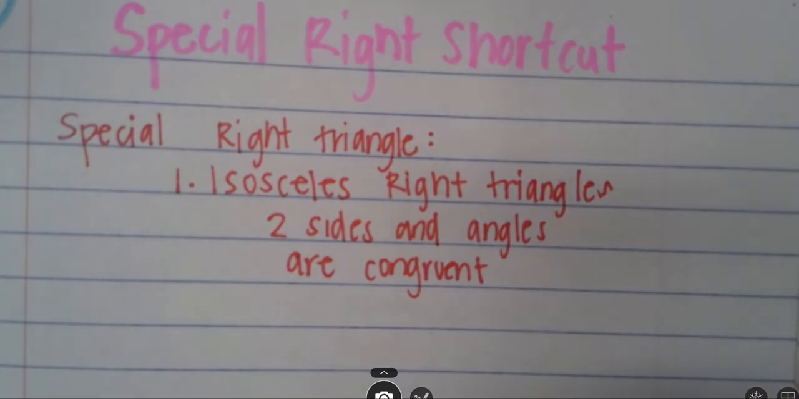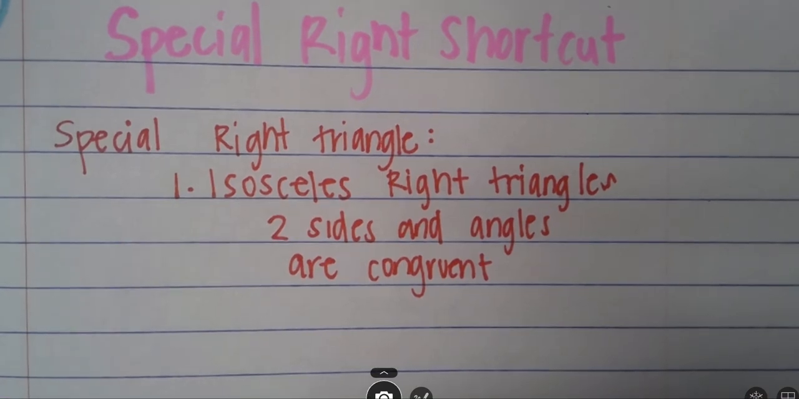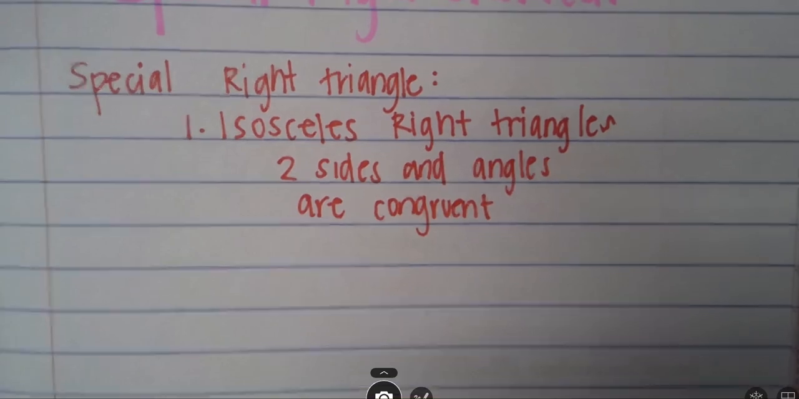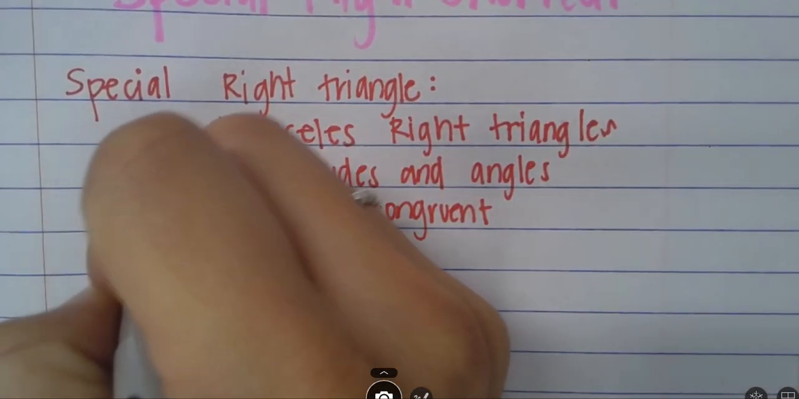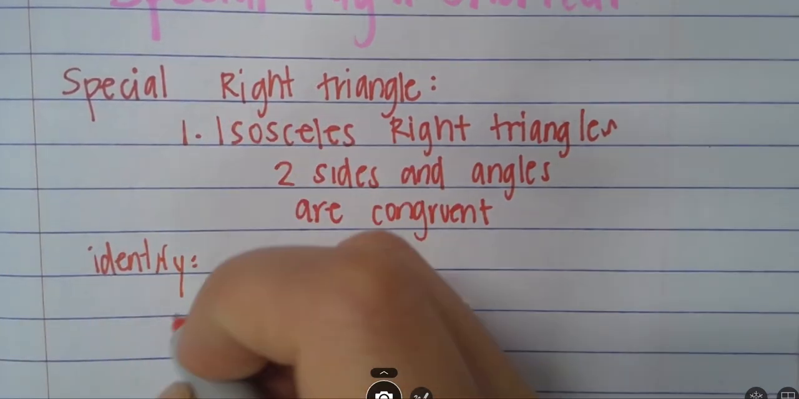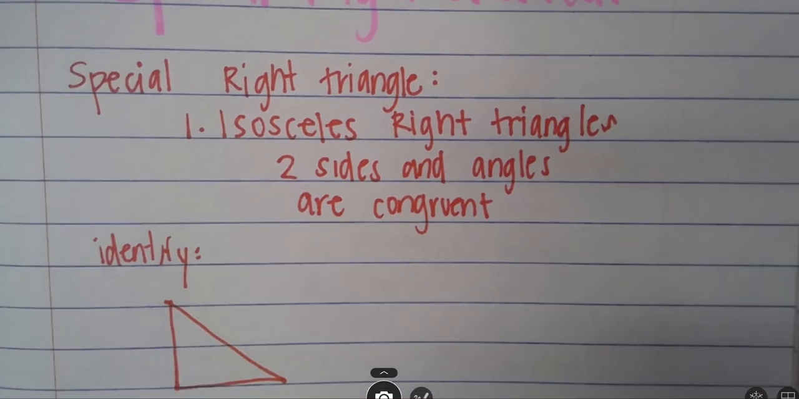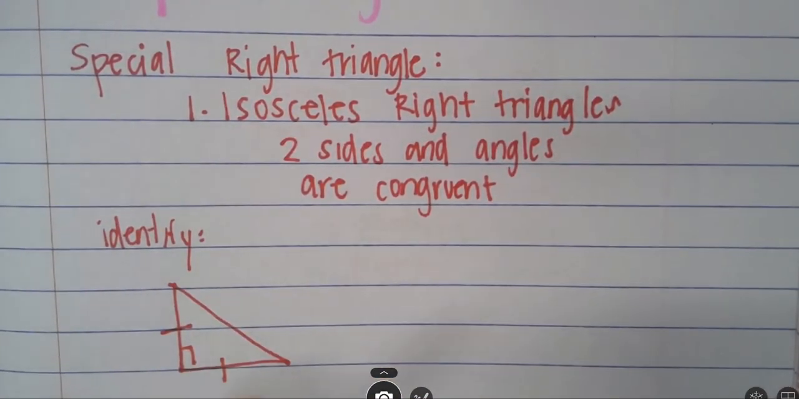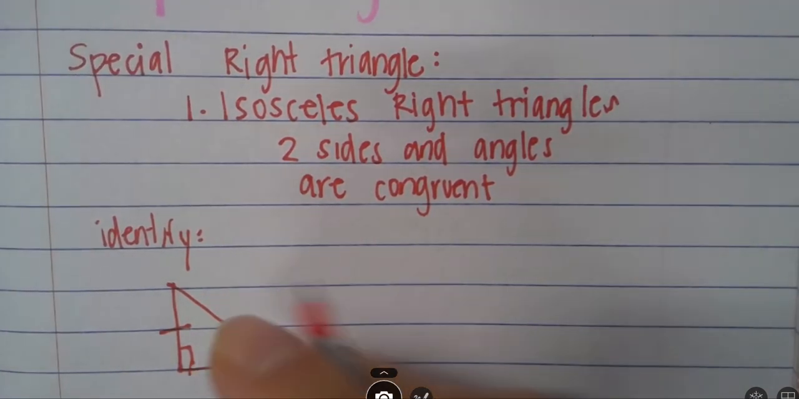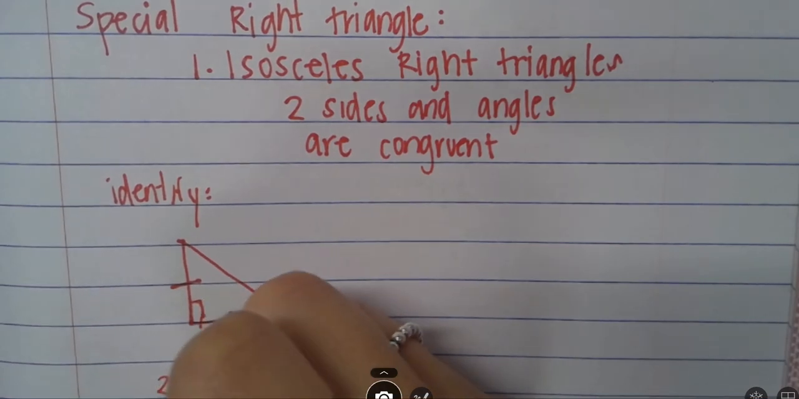So again, this only works for isosceles right triangles. Isosceles means two sides, two angles are exactly the same, that two of them are congruent. So for this to work, you're going to have to be able to identify. It's going to give you one of two things. You're going to have to see that there are two tallies that are the same amount, like these both have one tally. So you know that's isosceles because two sides are the same.